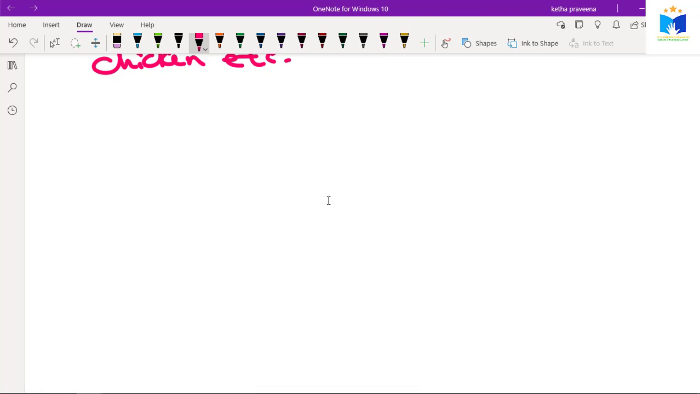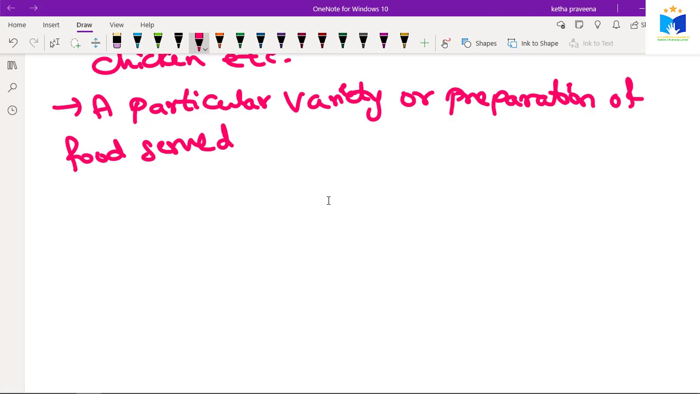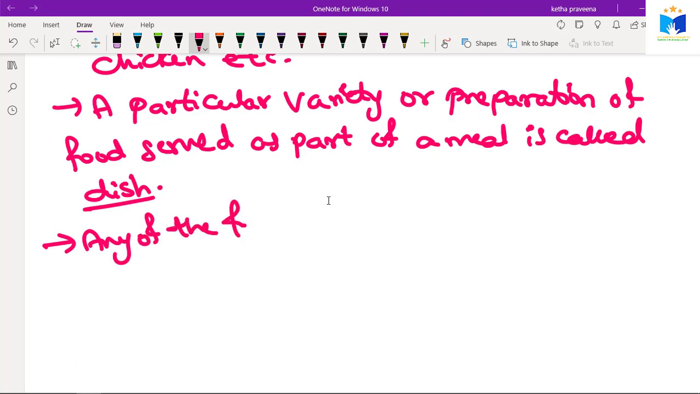Next point, a particular variety or preparation of food served as part of a meal is called a dish. So a particular variety or a preparation of a food served as a part of a meal is called a dish.